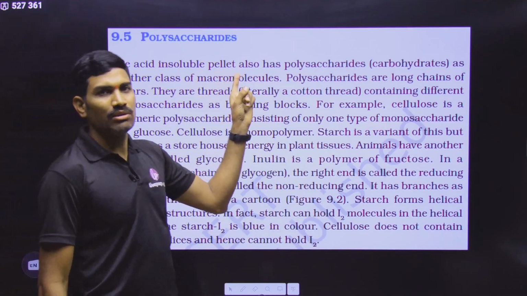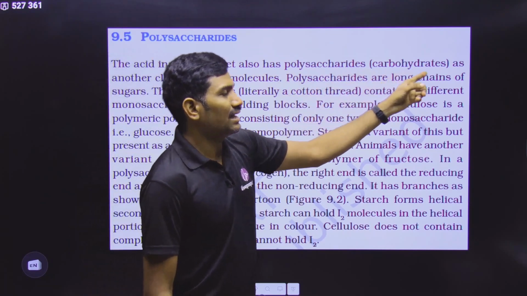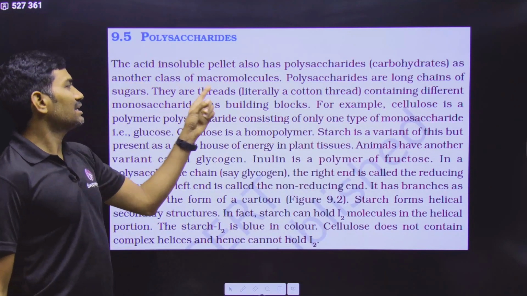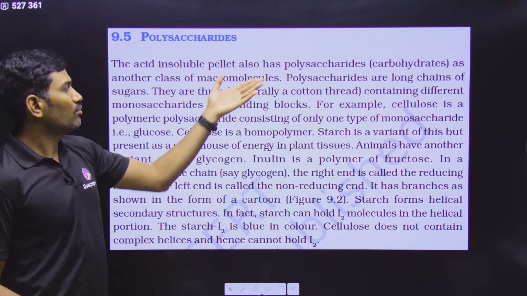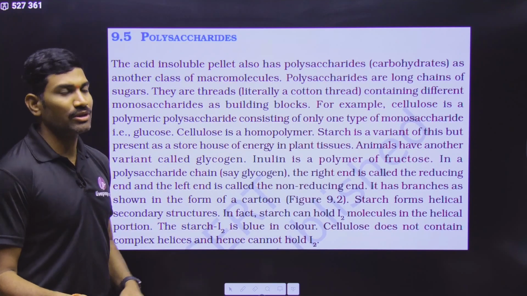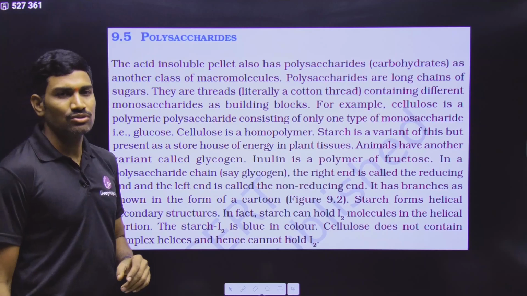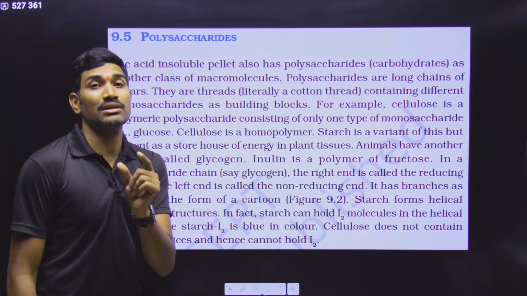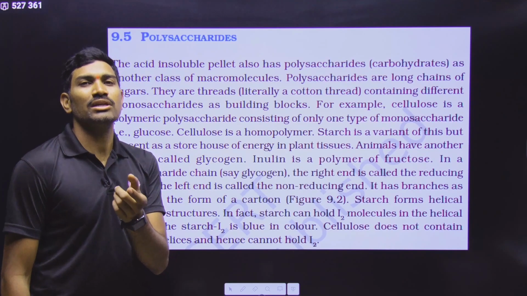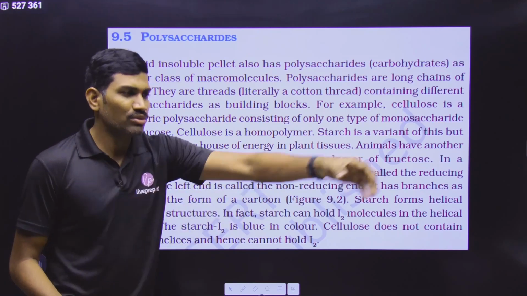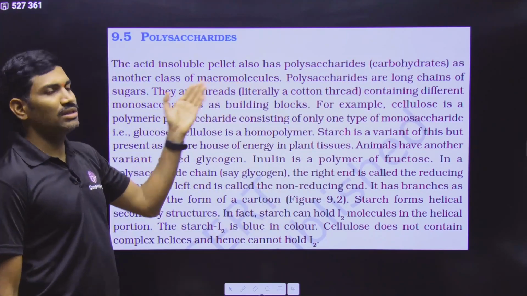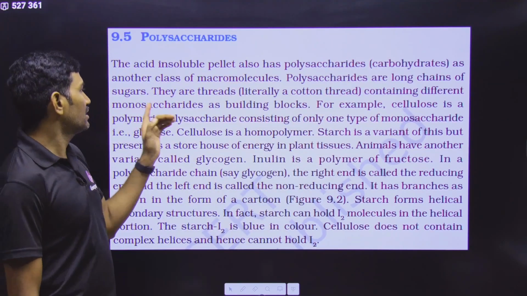The acid insoluble pellet has polysaccharides, meaning carbohydrates, as another class of macromolecules. Polysaccharides are true macromolecules because they are polymers. Polysaccharides are long chains of sugars. The individual unit is called a sugar because the individual monomer is a sugar. In this way, many sugars are attached to each other so that they form the polysaccharides. This is what they are saying.